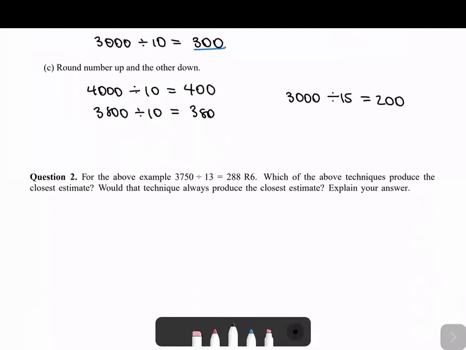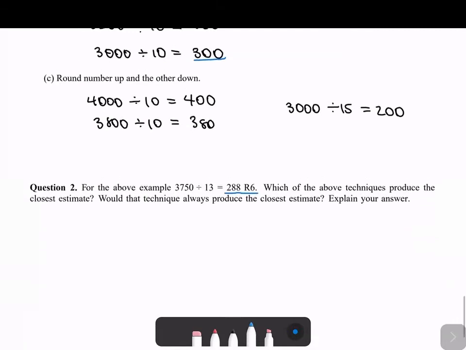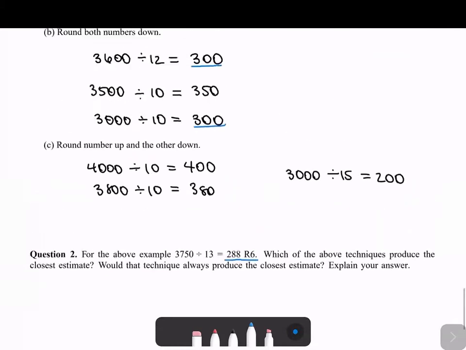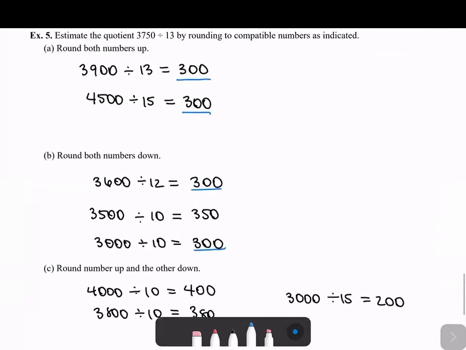And now let's see what happens. If we actually divide this, we get 288 with a remainder of 6. So 288 we can see is actually closer to this 300. Even though we got 200, 288 is definitely closer to 300. So it seems like rounding both of the numbers in the same way will give us a more accurate answer.